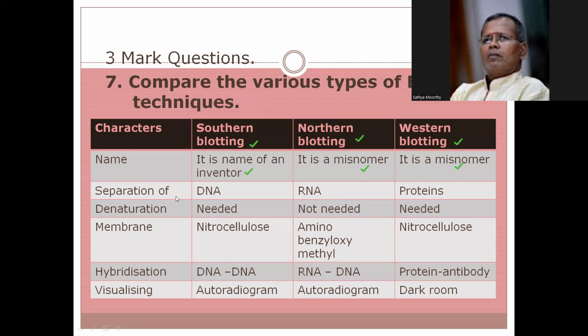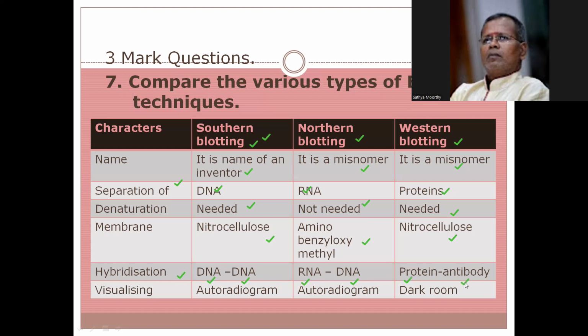Southern blotting helps to separate DNA. Northern blotting helps to separate RNA. And Western blotting helps to separate proteins. For Southern blotting, denaturation is needed. For Northern blotting, denaturation is not needed. But for Western blotting, denaturation is needed. What are the membranes used? For Southern blotting, we are using nitrocellulose. For Northern blotting, we are using aminobenzyloxymethyl. And for Western blotting, we are using nitrocellulose. Hybridization: here DNA to DNA, here RNA to DNA, here protein to antibody.